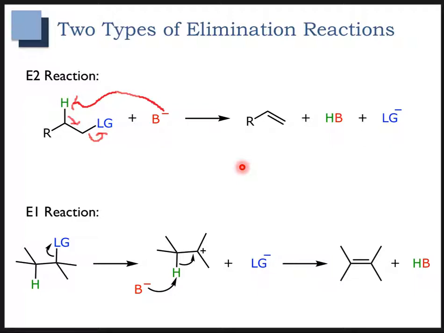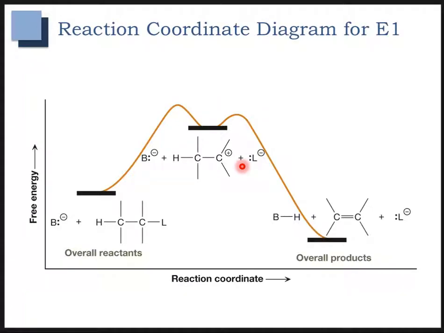Okay, so let's check out the reaction coordinate diagram for an E1 reaction. As I mentioned, it is a 2-step reaction, and so you can see that here in this reaction coordinate. Here are the reactants on the left. The leaving group falls off first, and that creates a carbocation intermediate. So this is our intermediate here. And then you can see over here the products of the reaction.